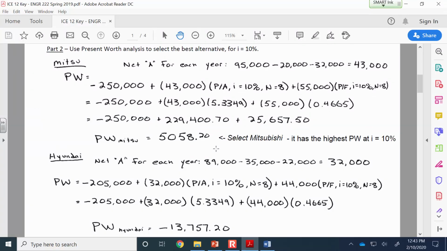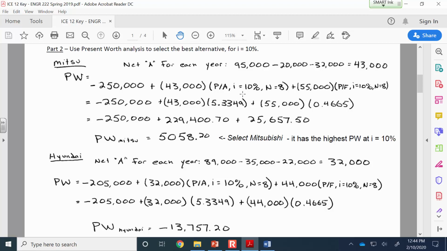So we would select Mitsubishi because the present worth of the Hyundai is below 0. And so that means if your interest rate is 10%, then the present value of those future profits isn't enough to justify the initial expense. But in the case of the Mitsubishi, what it means is you're going to earn more than 10% return on this project. You're going to earn the 10% return and then also an extra $5,058. So what that means is, if your borrowing costs are 10%, you'll be able to pay the bank their share and keep some profits for yourself.